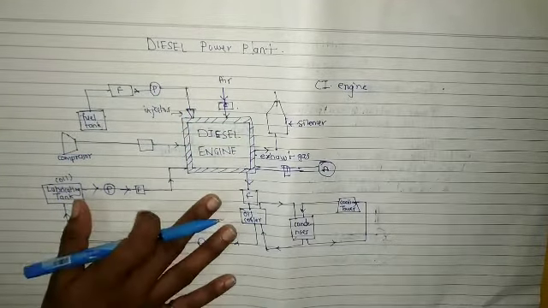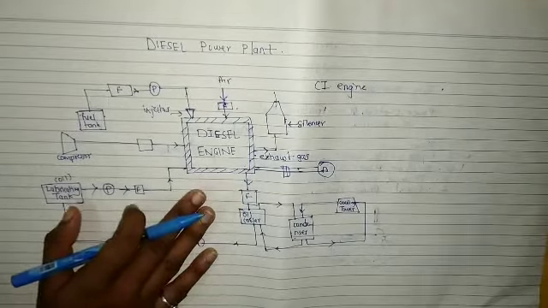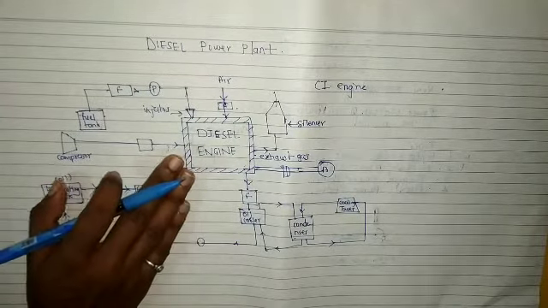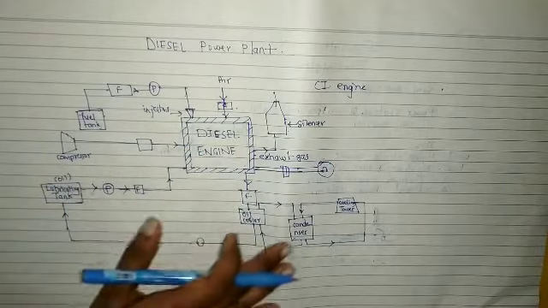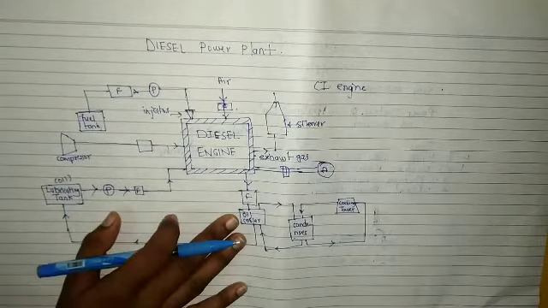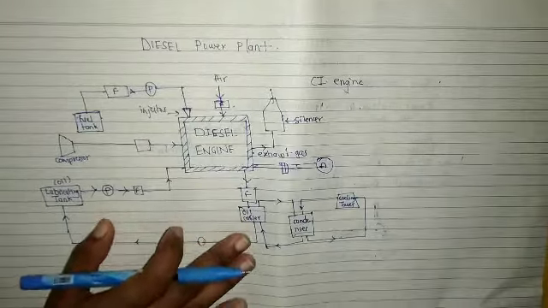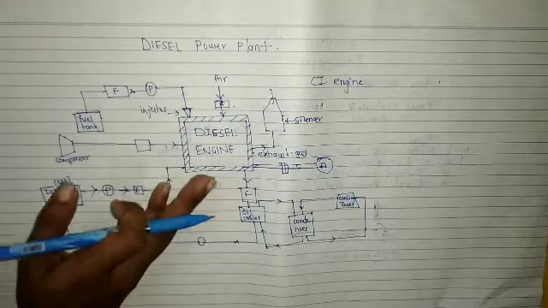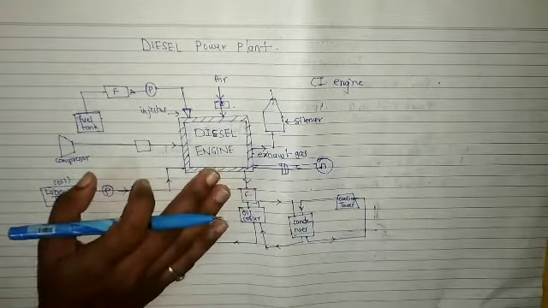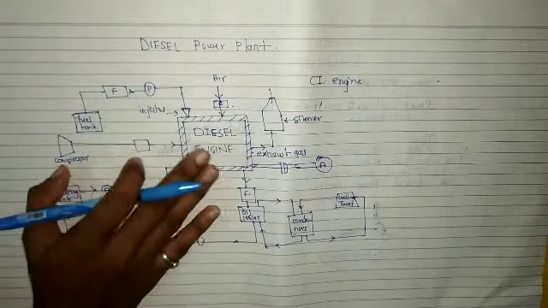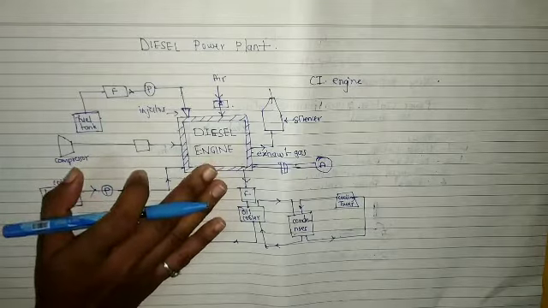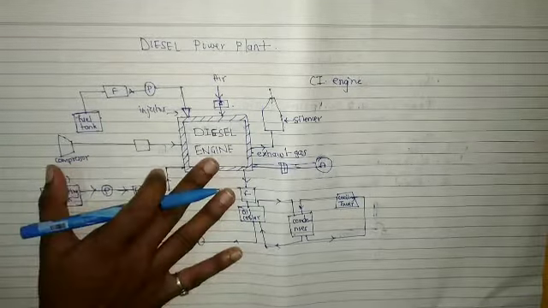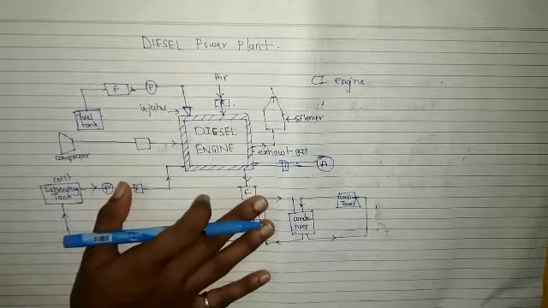Okay, now we'll see the advantages and disadvantages. So advantages, what are the advantages? Small area is required, right? Small area is required. So installation is very easy and quick. So we can install it very easily and it is the quick action. Capital cost is less. Efficiency is more than the steam power plant. So the efficiency of this plant is more.